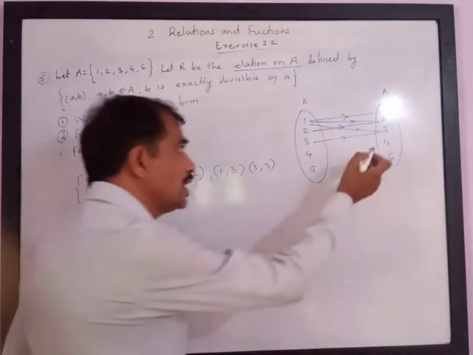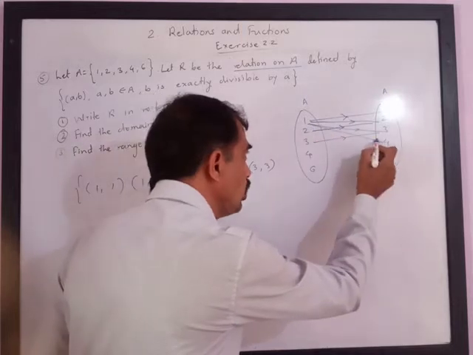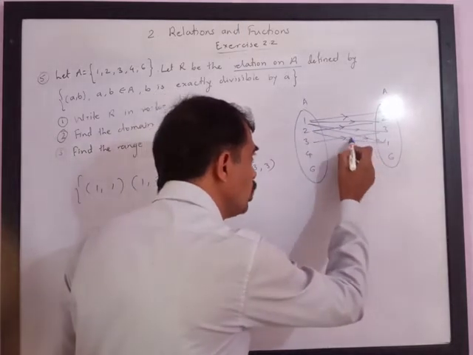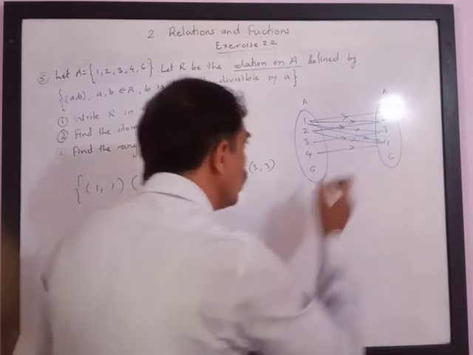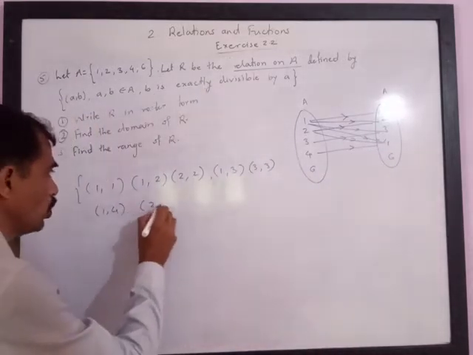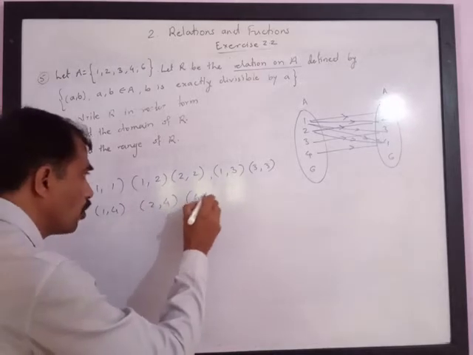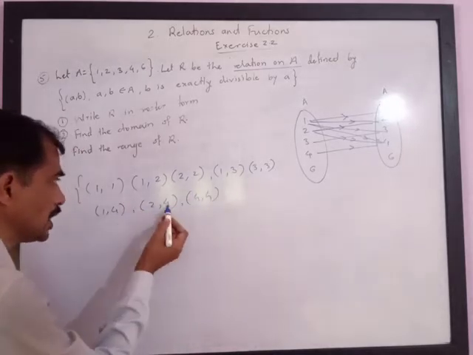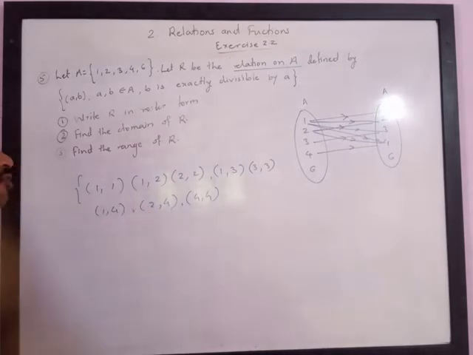Now next, 4 is divisible by 1, then 2, and 4. So 4 is divisible by 1: (1, 4), then (2, 4), then (4, 4). Observe carefully. Here the second element is divisible by the first element.